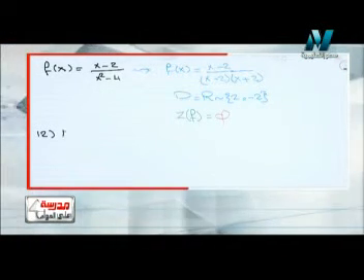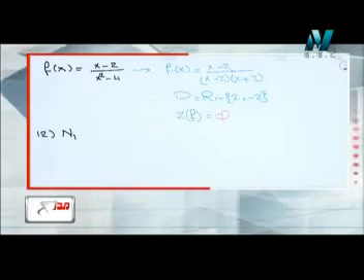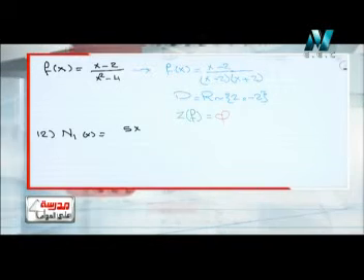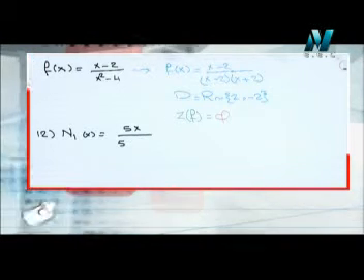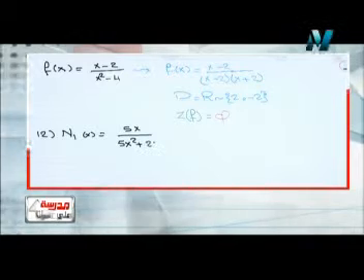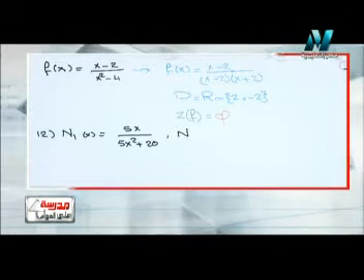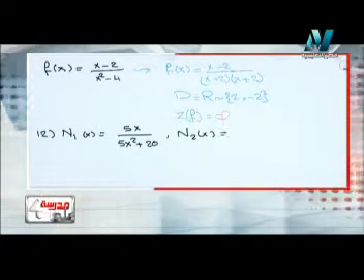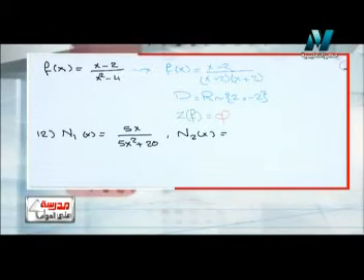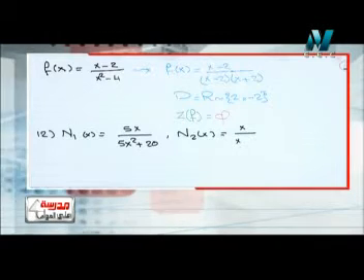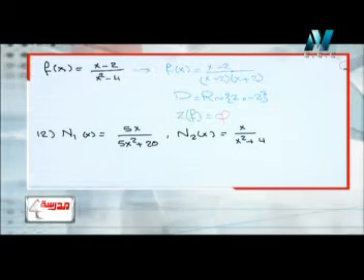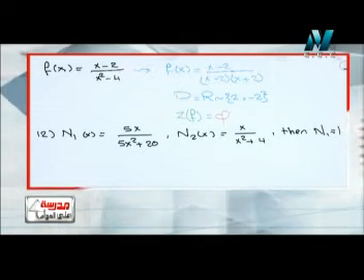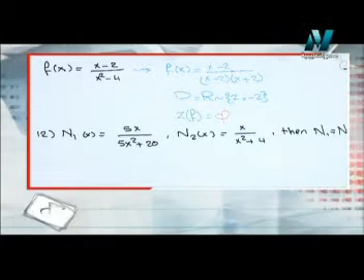Let's write n1 of x, which is a function 5x over 5x squared plus 20. And n2 of x is another function, which is x over x power 2 plus 4. Then n1 equals n2 in the domain.